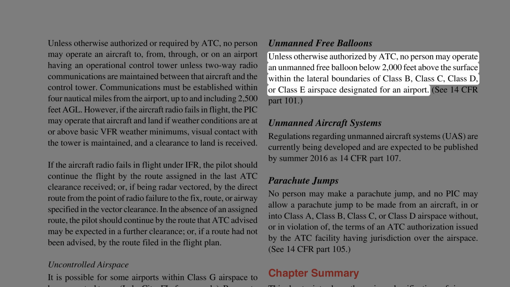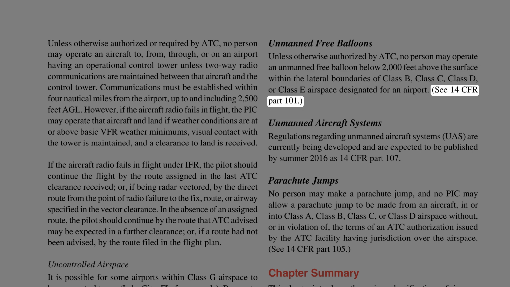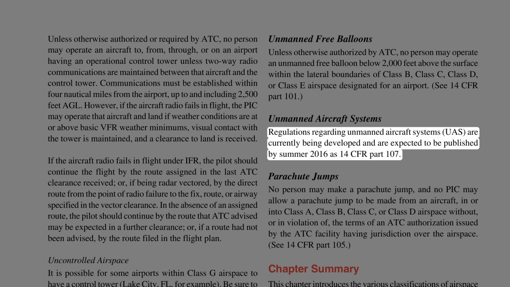Unmanned free balloons. Unless otherwise authorized by ATC, no person may operate an unmanned free balloon below 2,000 feet above the surface within the lateral boundaries of Class B, Class C, Class D, or Class E airspace designated for an airport. 14 CFR Part 101. Unmanned aircraft systems. Regulations regarding unmanned aircraft systems, UAS, are currently being developed and are expected to be published by summer 2016 as 14 CFR Part 107.